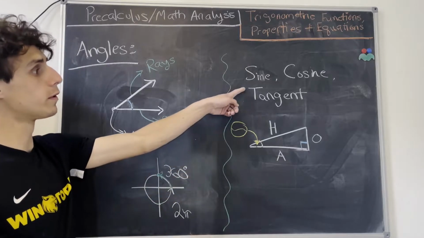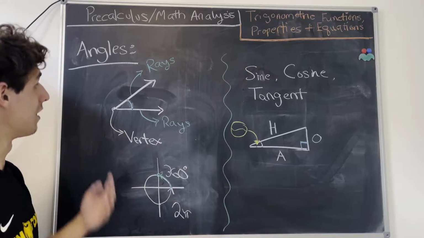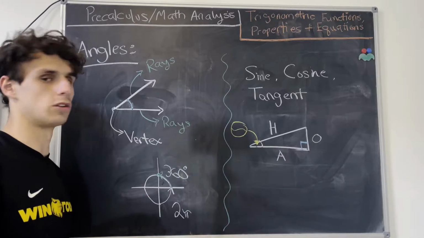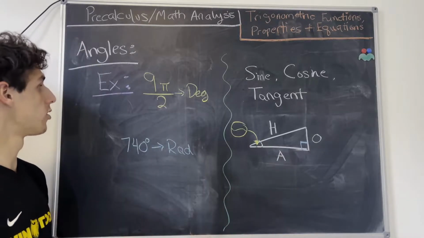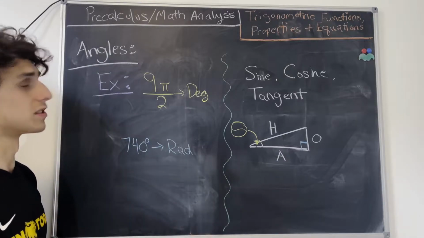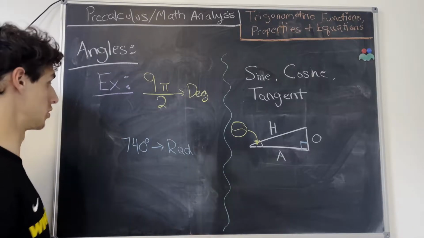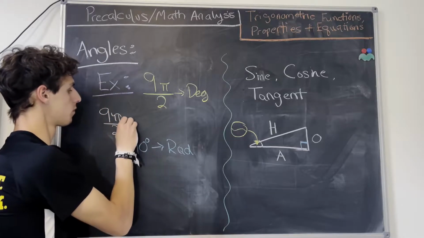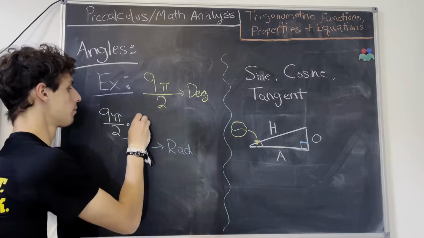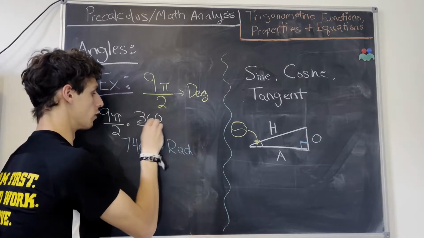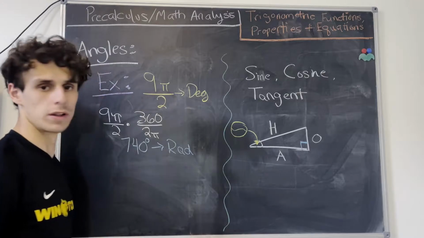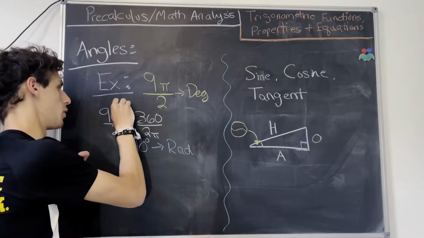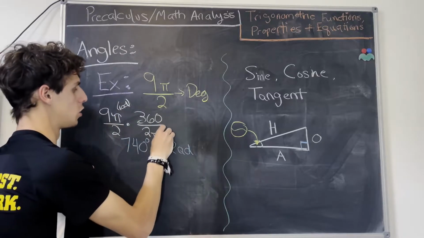So really quickly, before we move on to sine, cosine, and tangent, let's do a couple of example problems where we have to convert radians to degrees and degrees to radians. Here we have our two examples. The first example asks us to convert 9 pi over 2 to degrees. So we're going to have 9 pi over 2, and we're going to multiply by 360 over 2 pi. What this does is we are taking the 9 pi radians here. We could put a little note here that says radians, and this is 2 pi radians.